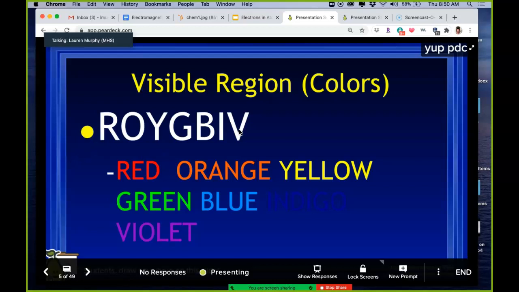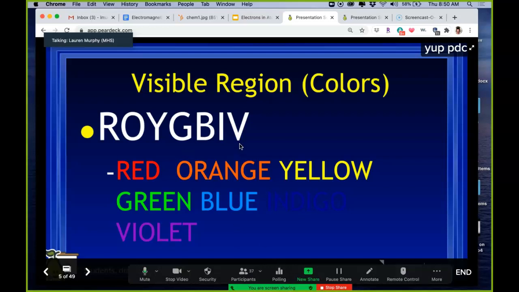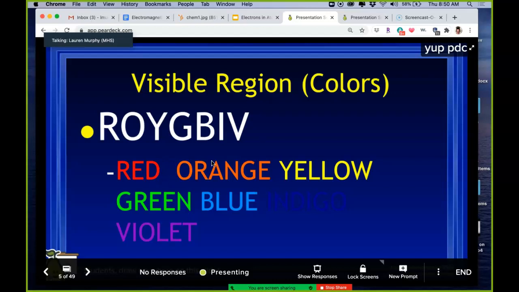And this is all we can see of that whole electromagnetic radiation spectrum. This is it. This is all we can actually see with our eyes. It doesn't mean the other stuff doesn't exist. We just can't see it. Okay, so Roy G. Biv is a way to remember all of the different colors of the visible spectrum.